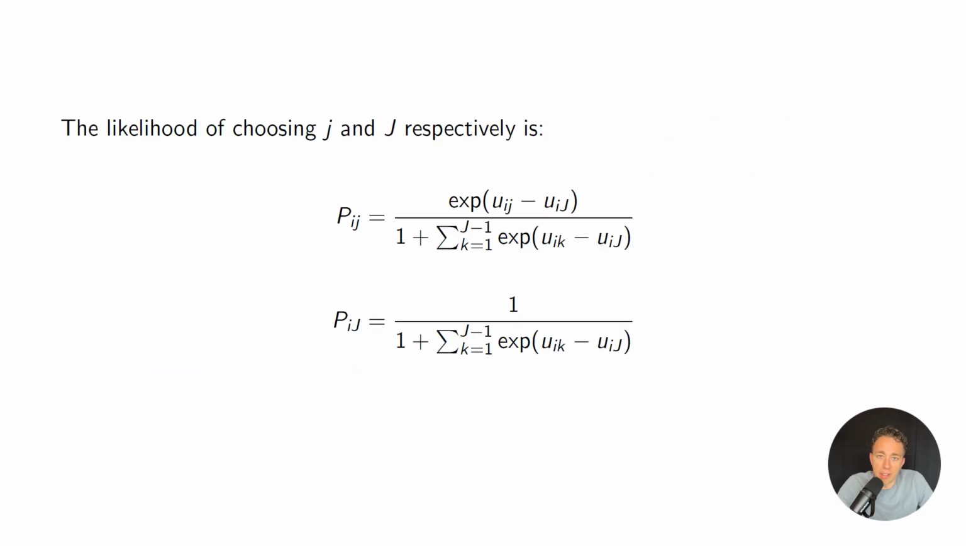And here, the choice probabilities are going to be very similar, but we're just going to have a summation of exponentiated difference utilities in the denominator. So for any j, we're going to have the exponentiated difference utilities, and then in the denominator of every choice probability, we're going to have the summation of the exponentiated difference utilities. And then for our normalized option, which in this case is capital J, we're going to have a 1 in the numerator and then the same denominator.